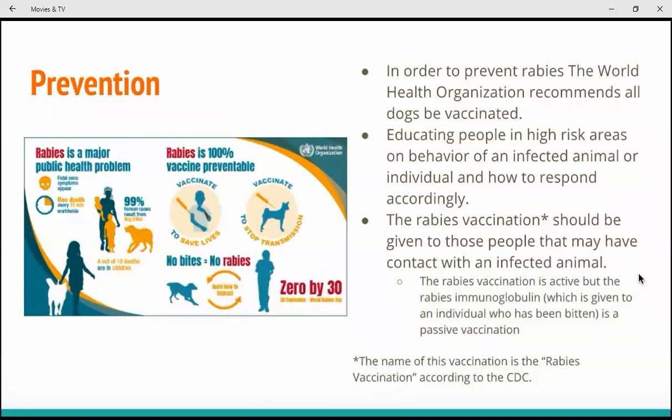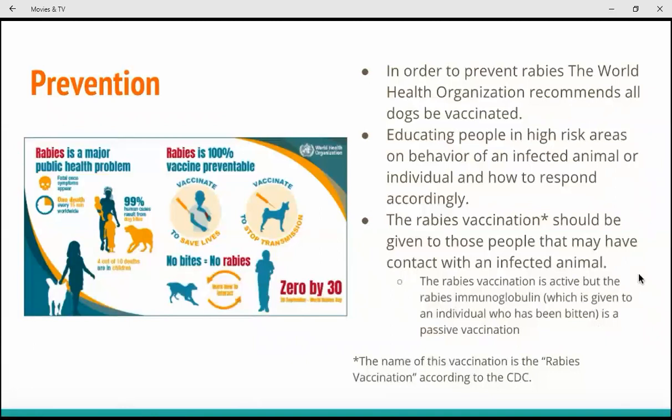The World Health Organization also recommends that people in high-risk areas or career paths be educated on the behavior that an infected animal may exhibit. Some of the signs that should be looked for in dogs are foaming of the mouth and unusual behavior. People in these areas should know how to respond to these infected animals so the animals can be handled properly and the infection will not spread.